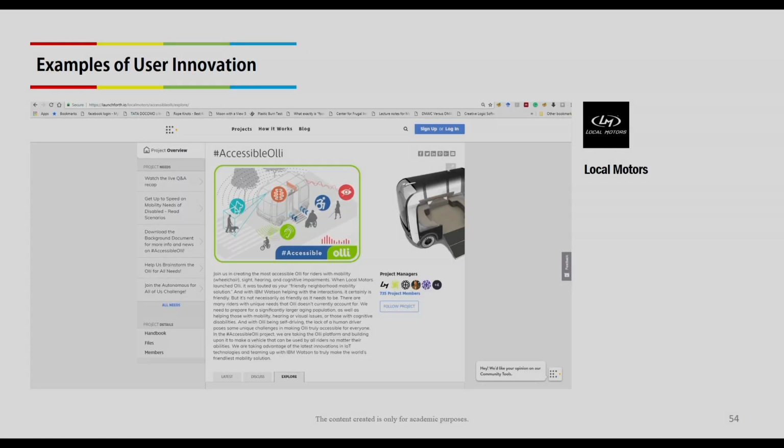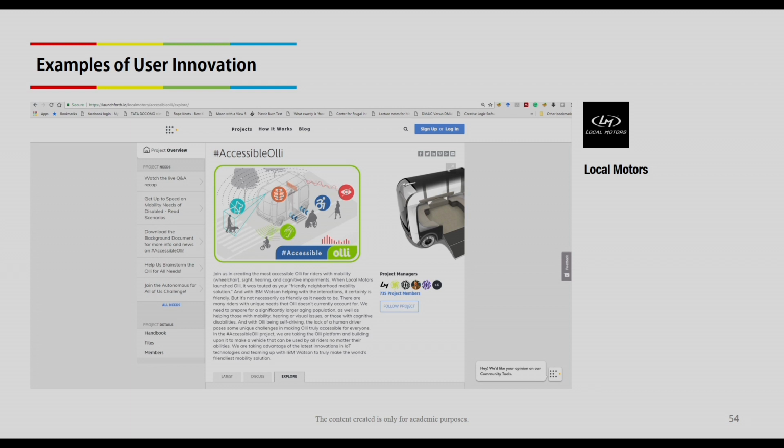So, now see some examples of user innovation. The first example is from Local Motors. Local Motors is the first car company to utilize the lead user method to co-create vehicles online with its virtual community of designers, fabricators, engineers and enthusiasts. The world's first vehicle produced using the co-creative method is the Local Motors Rally Fighter.